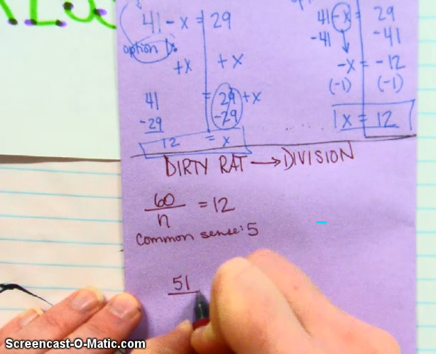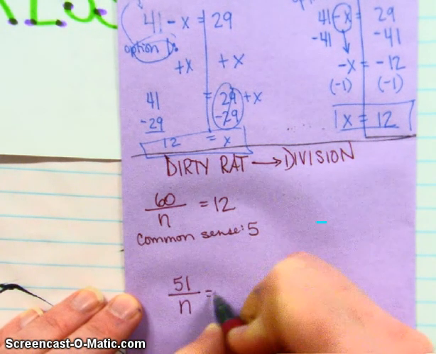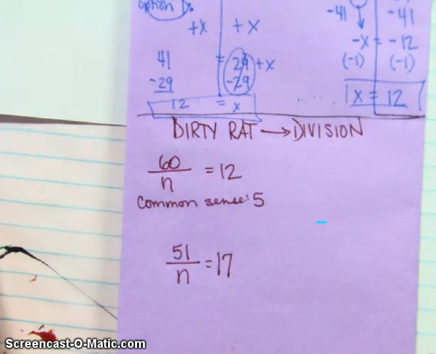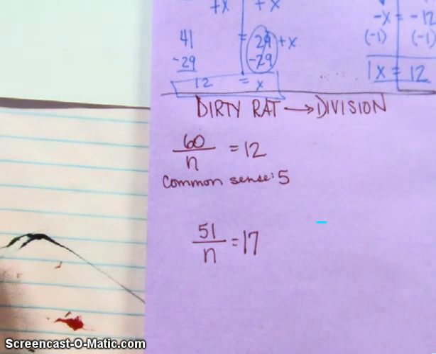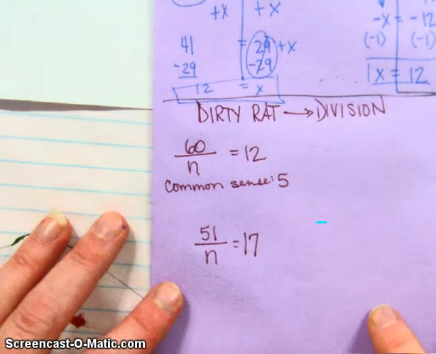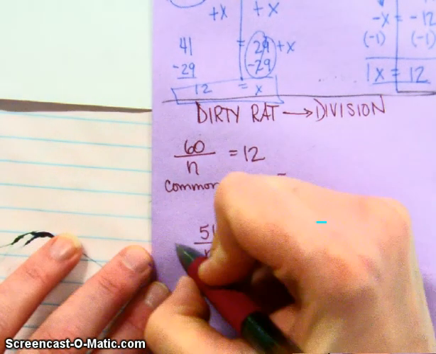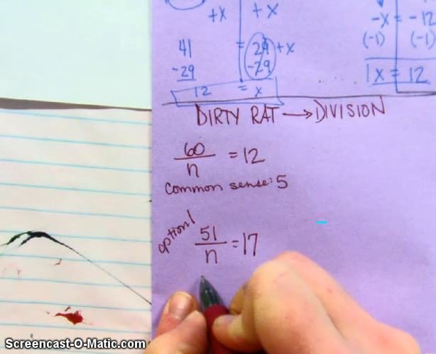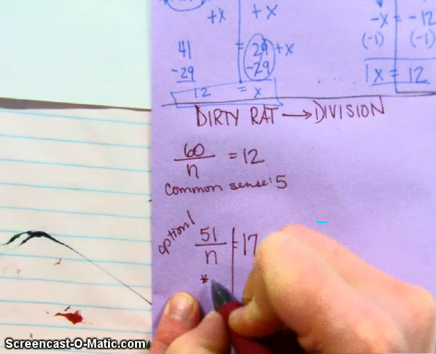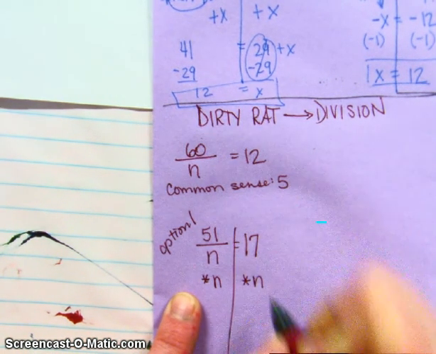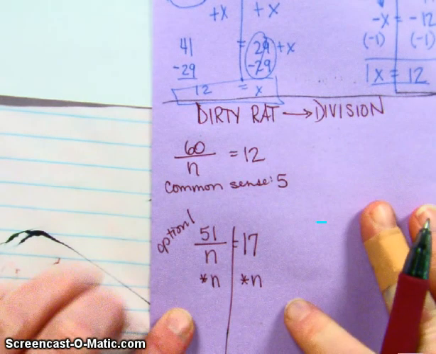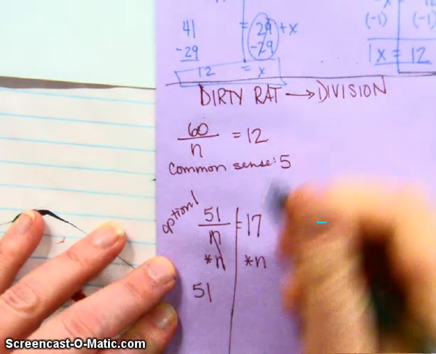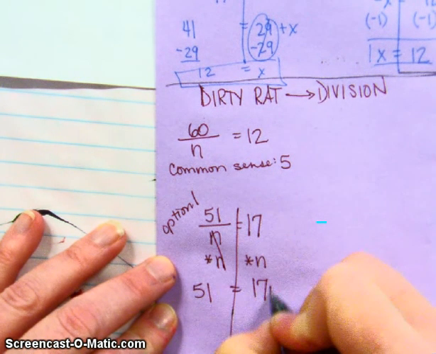51 divided by n is equal to 17. I don't know right off the top of my head what 51 divided by some number equals 17. I'm going to have to figure this out. So here's option 1. You could multiply both sides by the variable. And that gets rid of that weird dividing by the variable thing. So 51 is left over here, and now 17n is over here.